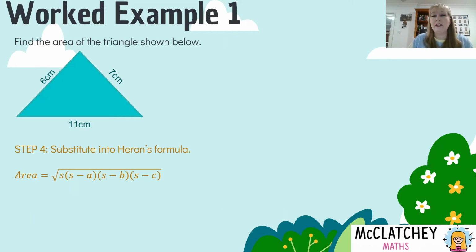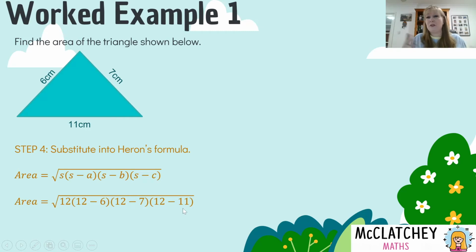There's Heron's formula. We need to write the formula down and then we substitute in. Notice that 12 has replaced all of the s's in the formula, and then it doesn't matter which side you choose as a, b or c, because there's no real need to worry about the order. 3 times 2 is the same as 2 times 3, so the order of multiplying things is not important. So we're simply subtracting those numbers from 12.